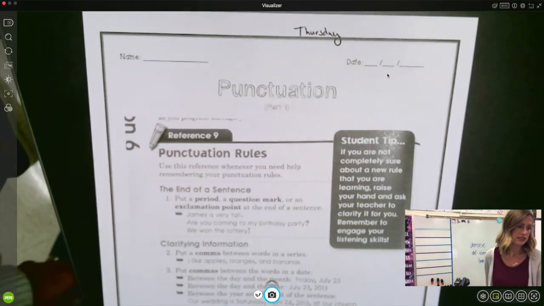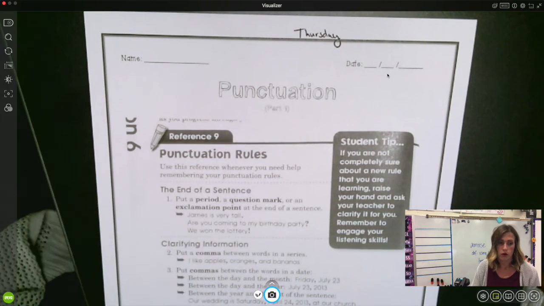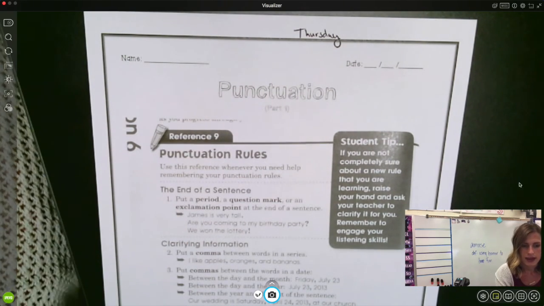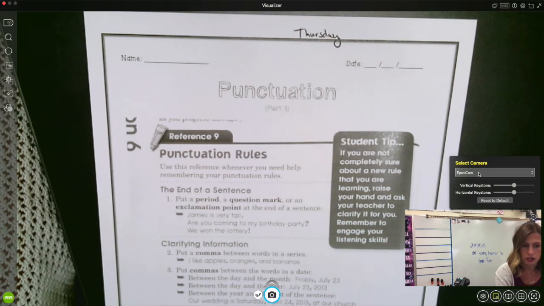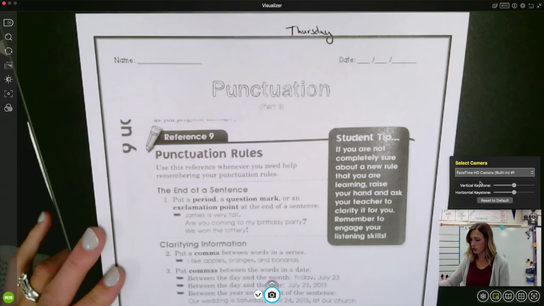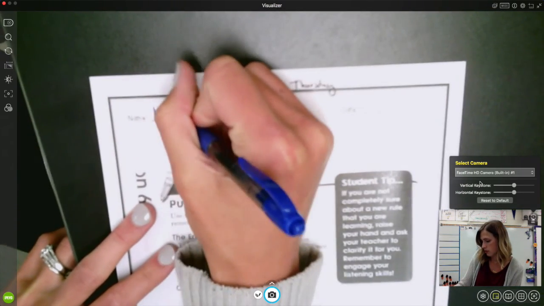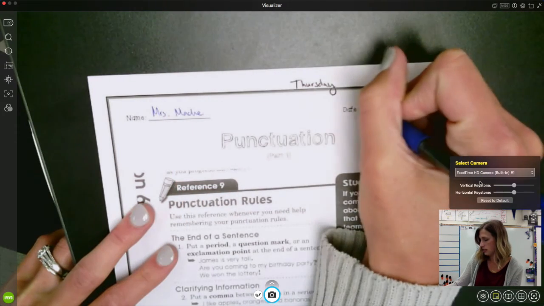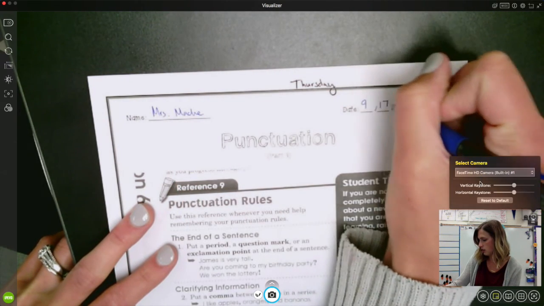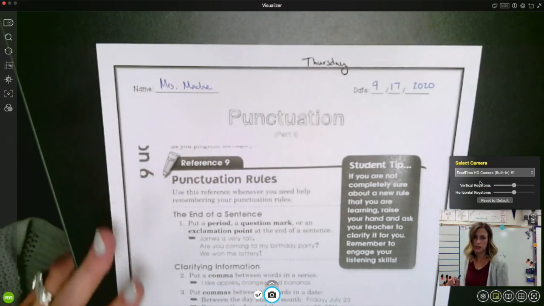Now that we've reviewed our sentence jingle, let's get into our punctuation for today. We're going to learn about our first 5 rules of punctuation. Make sure that your name is on the top of the sheet. Today is the 17th, so 9/17/2020 would be our date. All right?